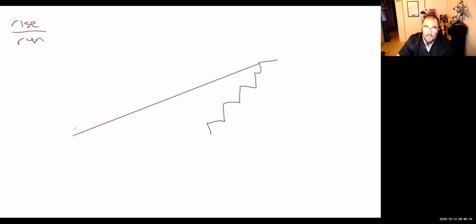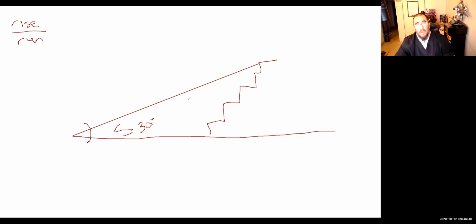Well, the ADA sets a requirement for how big this angle can be. They typically say this angle here should be less than or equal to about 30 degrees. Now, there are all kinds of formulas I can give you using sines and cosines and tangents and everything like that to figure this out. But we've created an easier way of doing this.